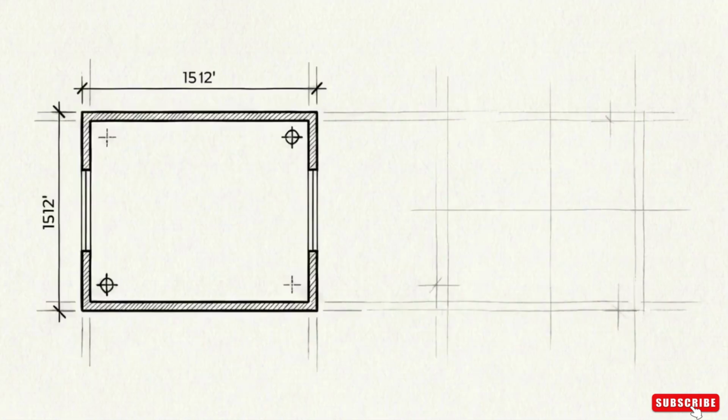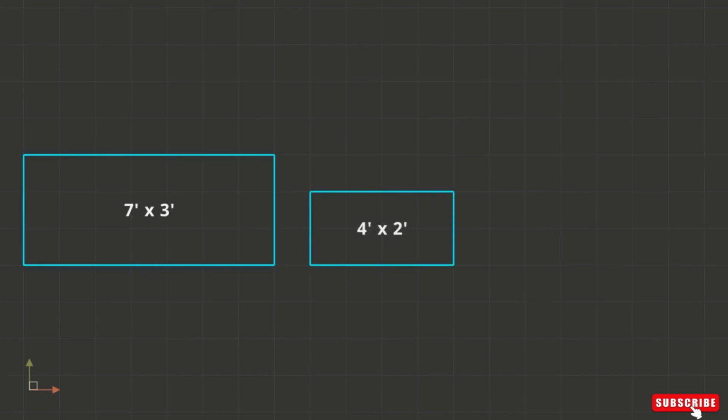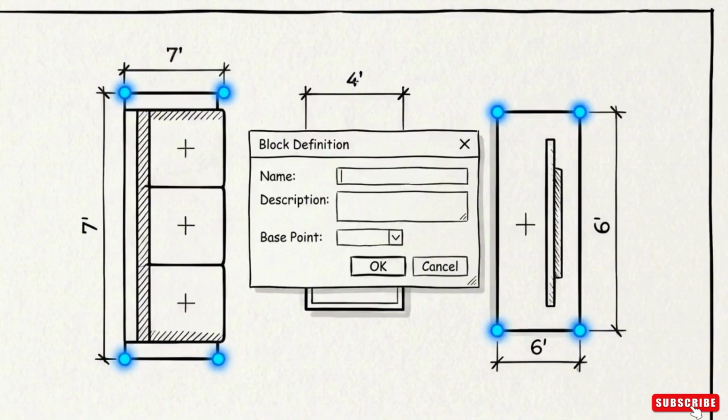We will build our furniture assets in the staging space beside the room drawing to keep the main layout clear while we work. Start with the primary seating by drawing a 7-foot by 3-foot rectangle, which represents a standard 3-seater sofa. Next, add a 4 by 2-foot rectangle for the coffee table and a 6 by 1.5-foot rectangle for the TV unit. Select each of these shapes and use the Block command to lock them.